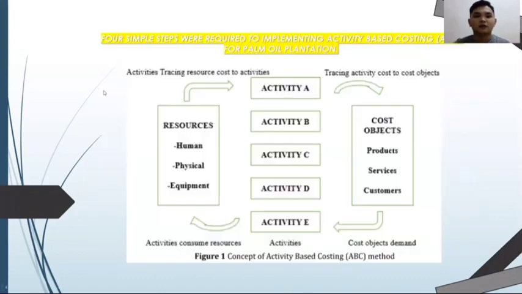These are the 4 simple steps required in implementing activity-based costing (ABC) for a palm oil plantation. The first one is tracing resource cost to activities. The second one is tracing activity cost to cost objects. The third one is cost object demand. And the last one is activities consume resources. The resources are human, physical, equipment, and real. Cost objects are products, services, and customers.